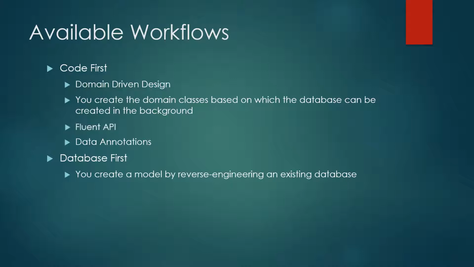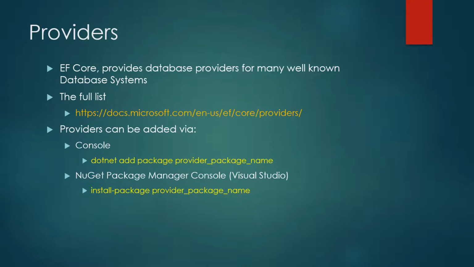Now, when it comes to database first, the idea is that you create a model by reverse engineering an existing database. It is exactly the same process as Entity Framework 6.2. Now, regarding providers, Entity Framework Core provides database providers for many well-known database systems. The full list can be found on this link, and providers can be added via console using this command we see here, or via the well-known NuGet Package Manager console from within Visual Studio.